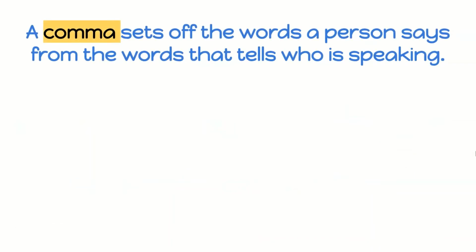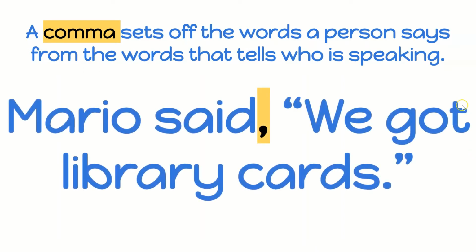Another rule is how to use commas. A comma sets off the words that a person says from the words that tell who is speaking. So if we're going back to our example, Mario said are the words that describe who is speaking, and we got the library cards are the words that are actually being spoken. We use a comma to separate the two.